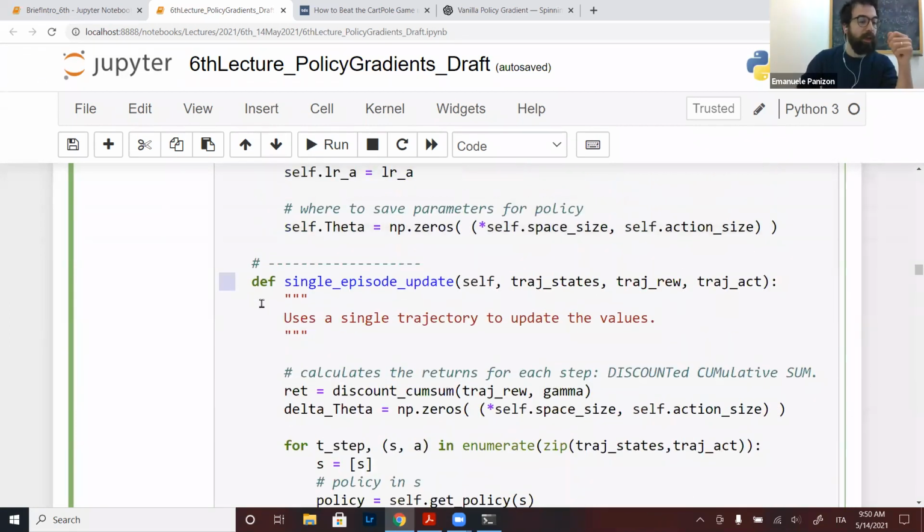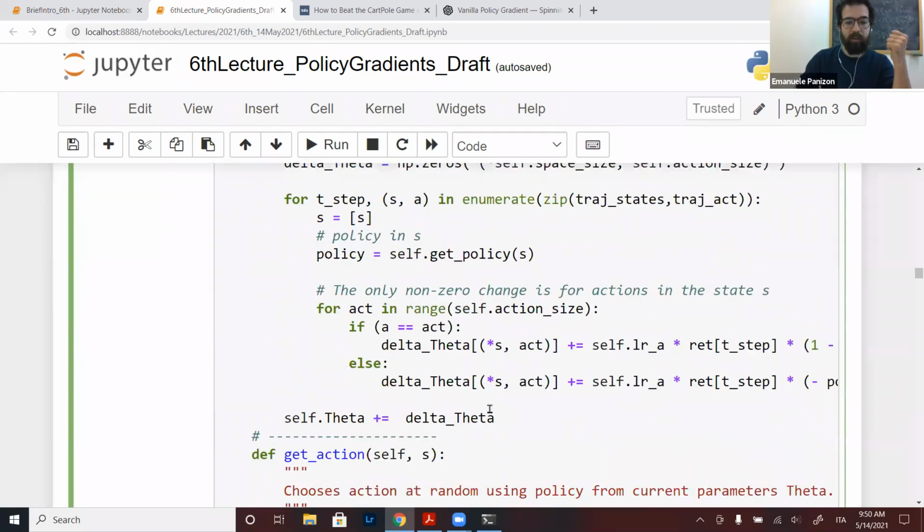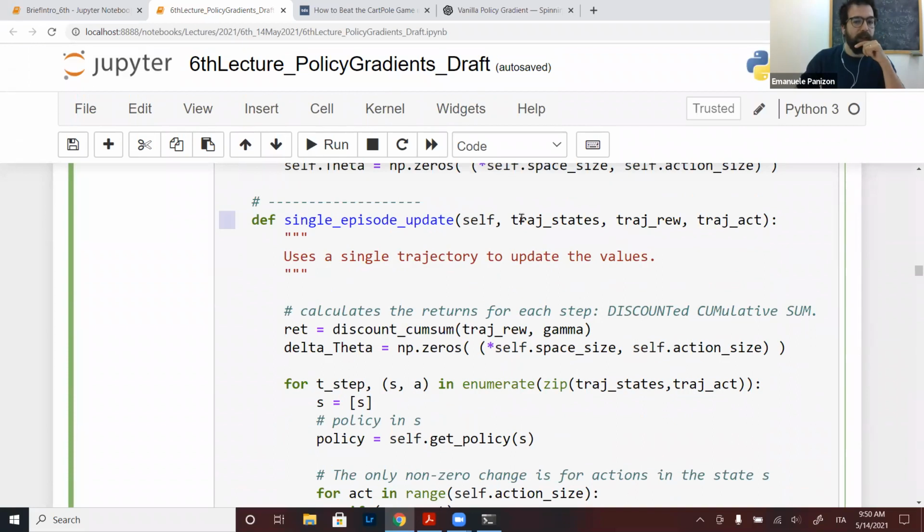So all this model-free policy gradient reinforced method is here in these few lines and requires that you give it the trajectory of the states, so all the st plus 1, st plus 2, etc., all the rewards, all the actions that you took at the given time. And then, first of all, you calculate the return, the discounted cumulative sum of returns for each time, this G_t at each time t.